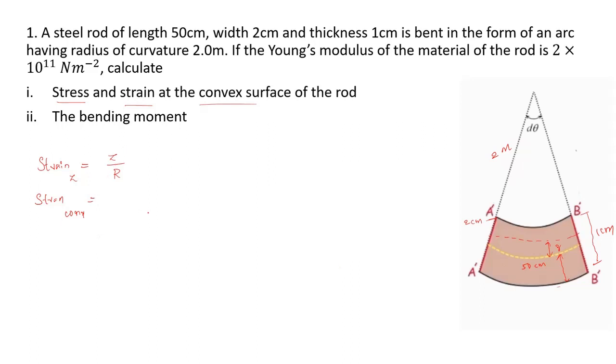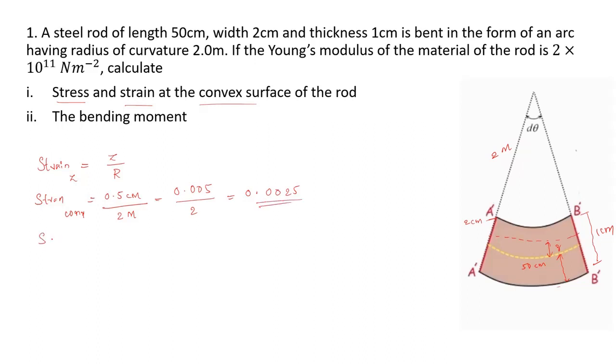Therefore, Z in this case is 0.5 centimeter and the radius is 2 meter. So, it is 0.005 meter divided by 2, which is 0.0025, and this is the strain at the convex surface.